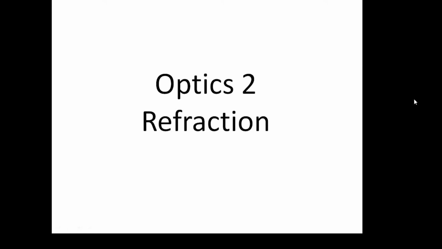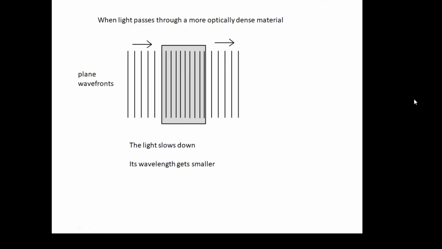Optics 2 is refraction. Okay, now before we look at refraction, consider this. When light passes through a more optically dense material, for example, if light is traveling in air and it goes through a glass block, what happens to light when it goes through a glass block? Well, the answer is it slows down, and because it slows down, its wavelength gets smaller.